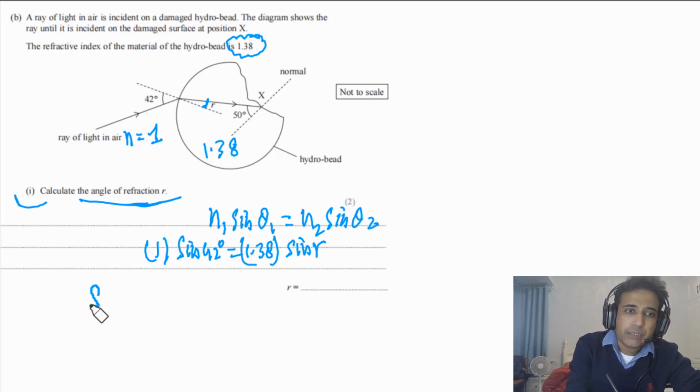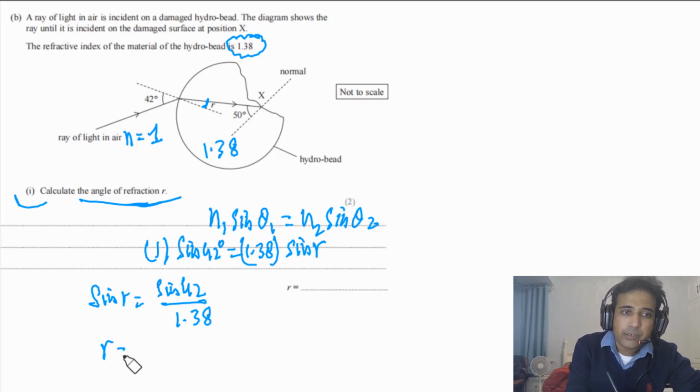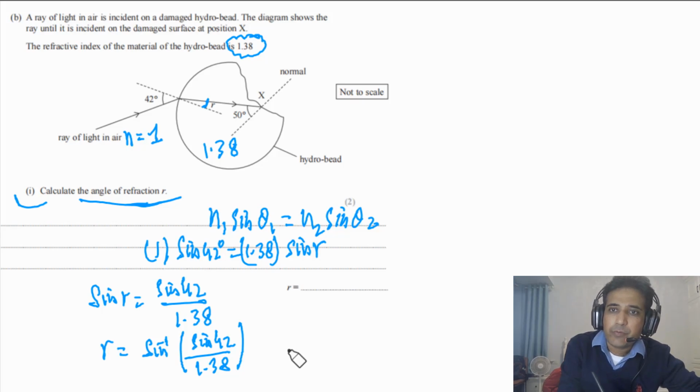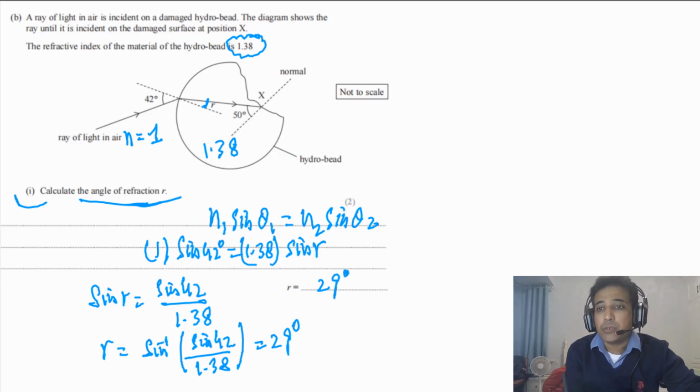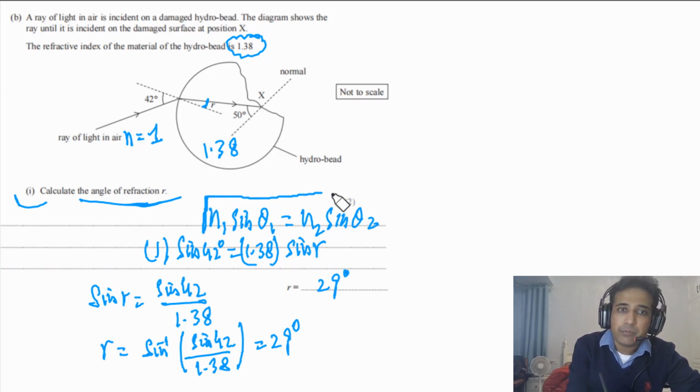So from here we can say sine of r will be equal to sine of 42 degrees divided by 1.38. We need to find the value of r, so it simply means sine inverse of sine of 42 divided by 1.38. If we simplify this one, we will get r is equal to 29 degrees. So this is the answer. This is how you can calculate. So this tool is very important.